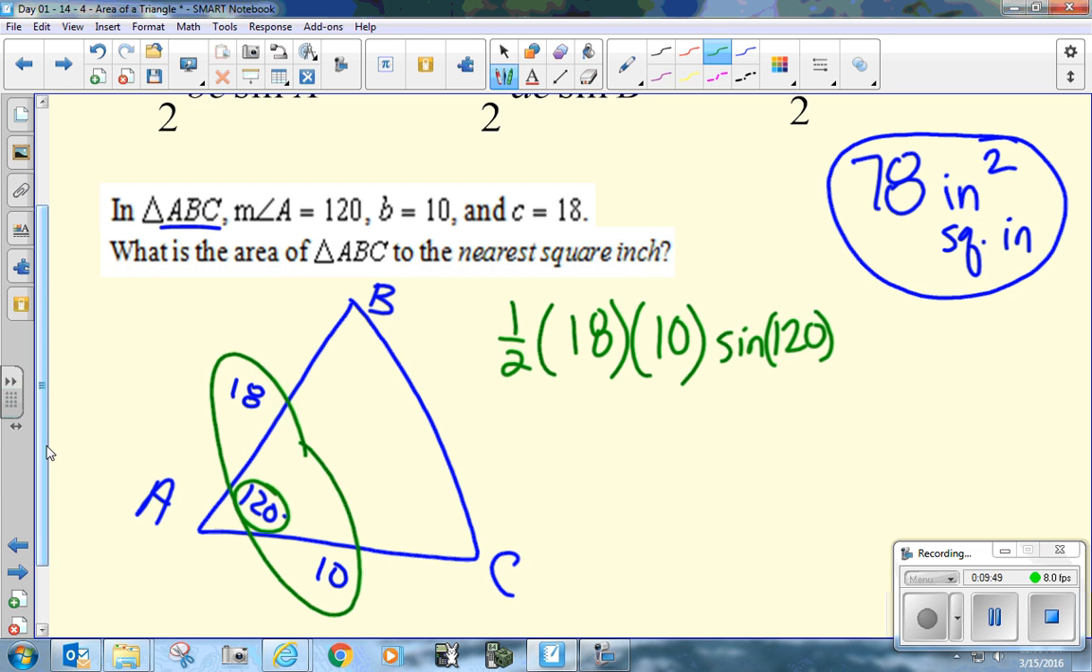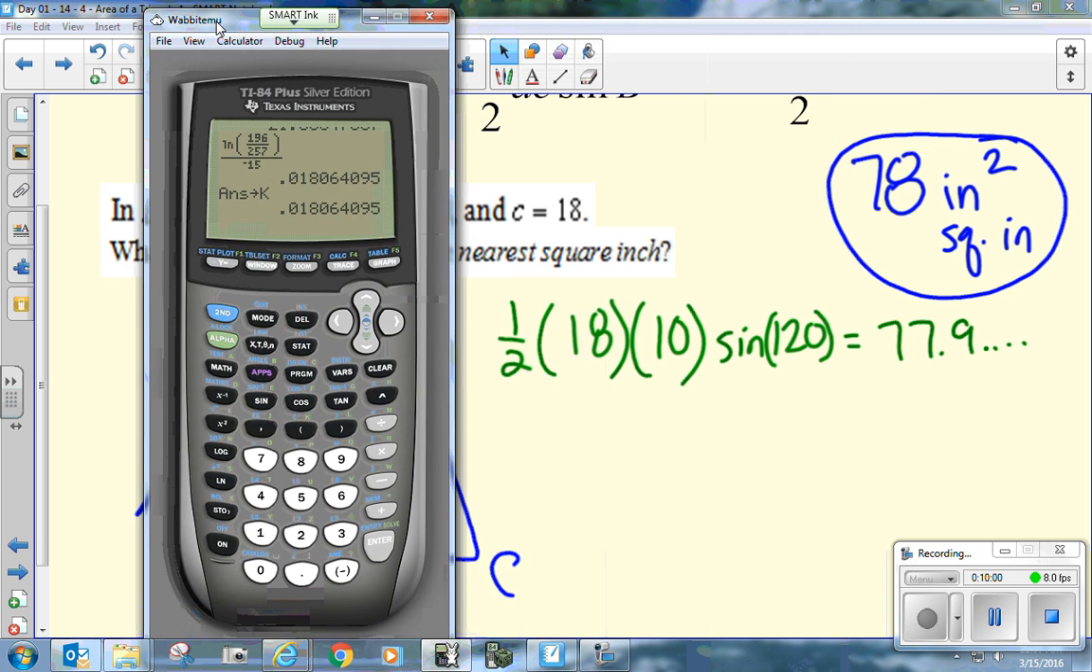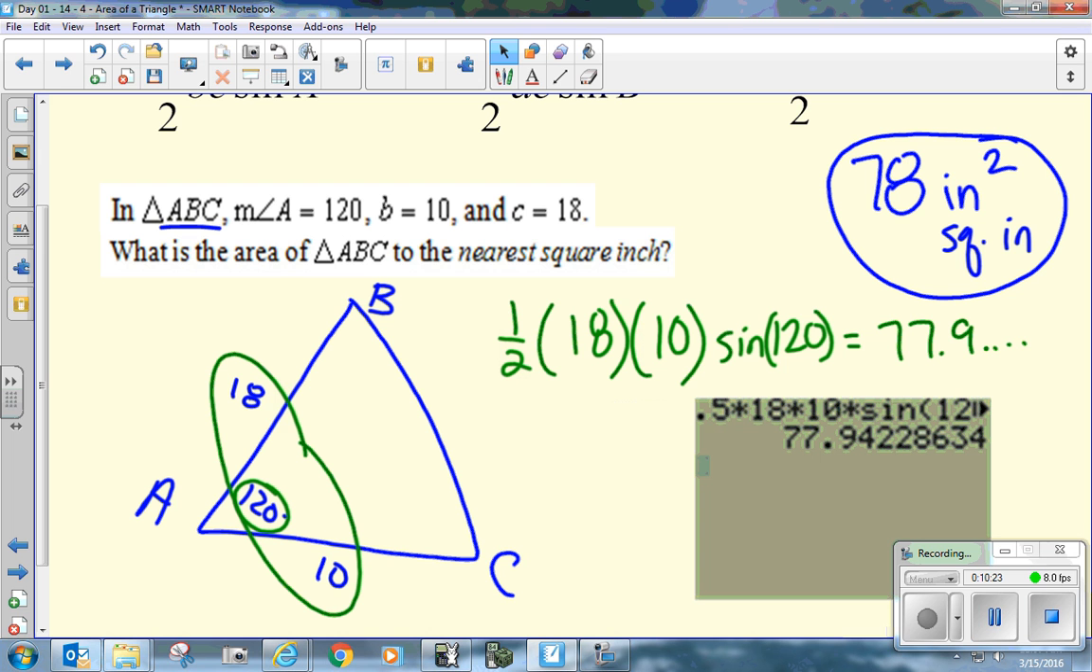But you guys told me 78. I think it's 77.9 something, isn't it? 77.9, and it rounds to 78. Let's just double check on the calculator. I have 0.5, which is the same thing as 1/2, times 18 times 10 times the sine of 120. Now I'm going to make sure I'm in degree mode, and I am. Enter. 77.94, and it's just the nearest square inch. That will round up to 78. Perfect.